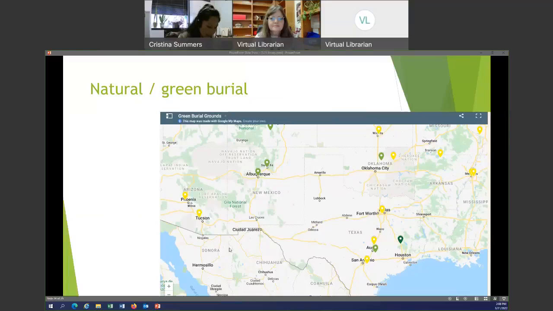And then finally, I think this is the last one, natural or green burial, which I also found out recently about.